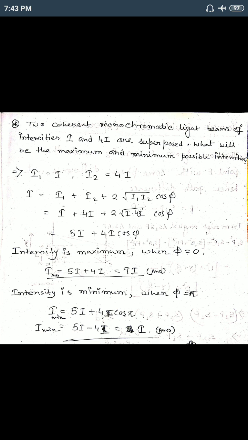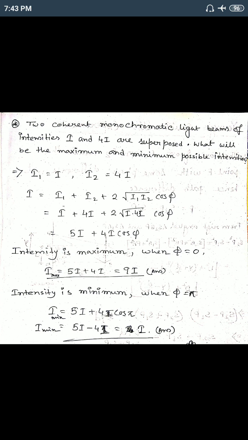Two coherent monochromatic light beams of intensities I and 4I are superposed. From one source the intensity of light is I, and from the other source it is 4I, so I1 equals I and I2 equals 4I. What will be the maximum and minimum possible intensity? We know this formula. In place of I1 and I2 we put the values I and 4I, and we get the equation I equals 5I plus 4I cos phi.